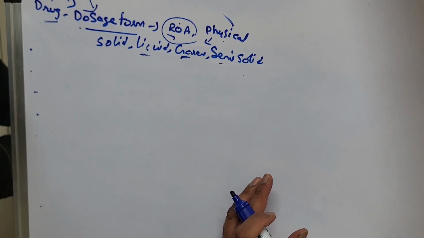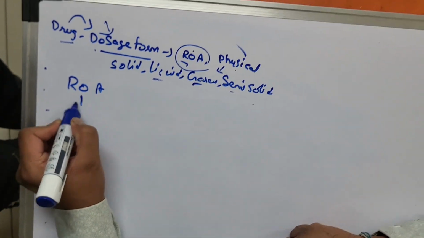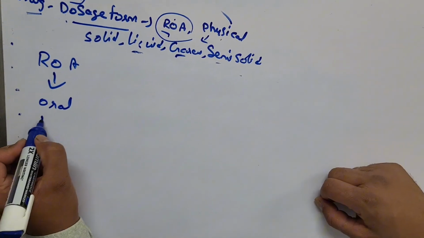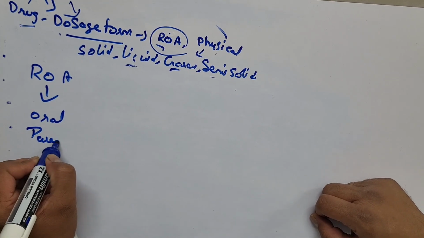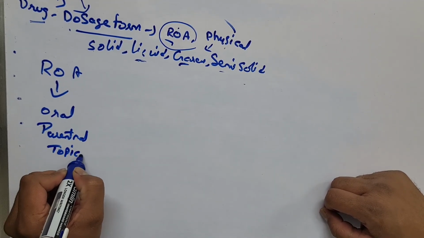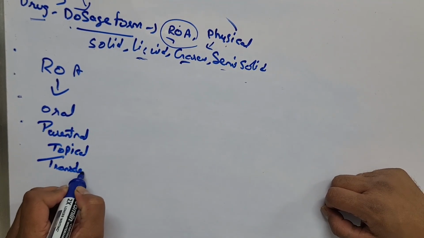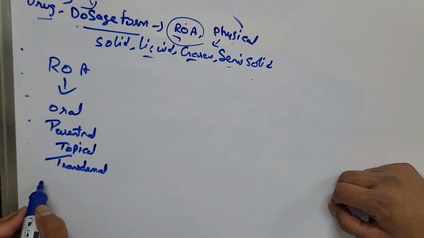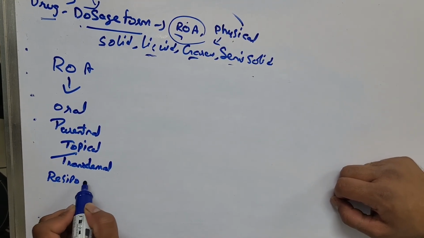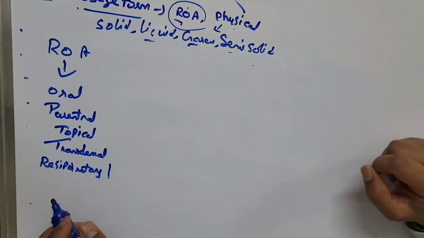Based upon the route of administration, it was oral route, parenteral, topical, transdermal. I already told you respiratory. Respiratory is very important for respiratory infections.